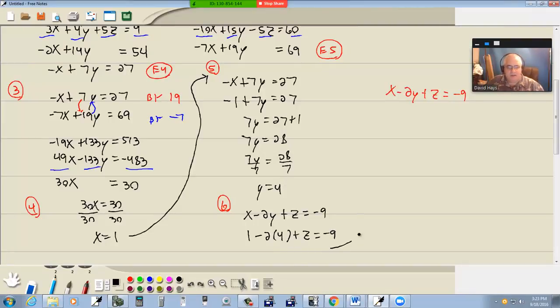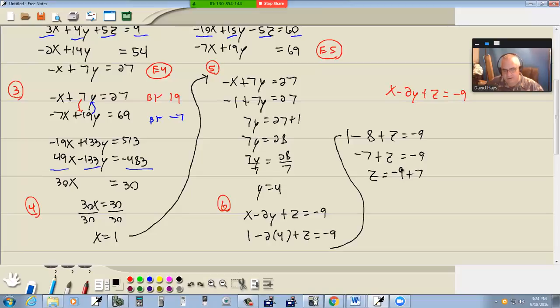So 1 minus 2 times 4 is 8. Plus z is equal to negative 9. 1 minus 8 is negative 7 plus z is equal to negative 9. Take negative 7 over and it becomes a positive 7. And negative 9 plus 7 is negative 2.